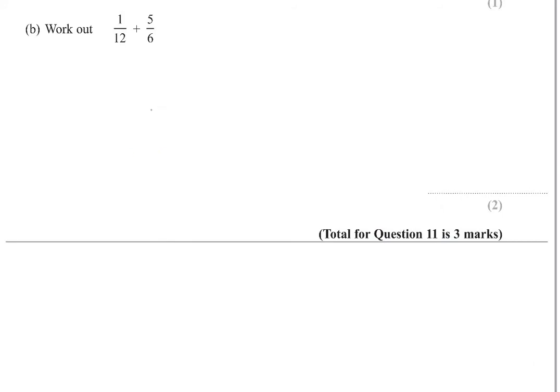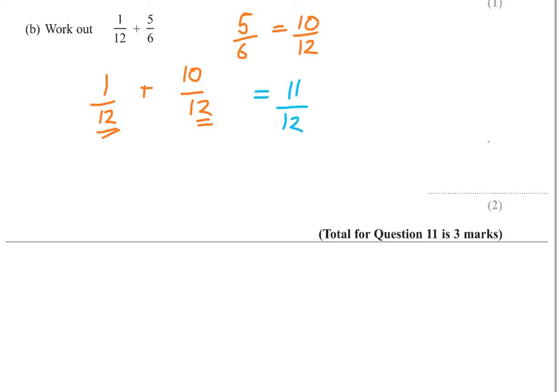Right, part B is about adding fractions with different denominators. So a 12th plus 5/6, but 5/6 is actually equal to 10/12, again by equivalent fractions. And now because these two denominators are the same, we can simply add the numerators. So what we get is 11 over 12.